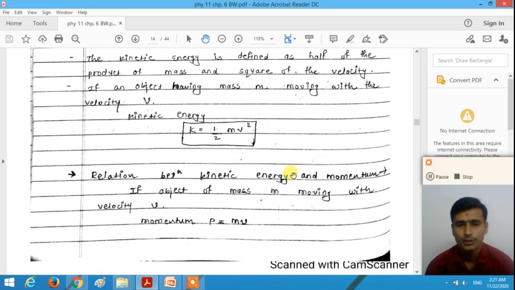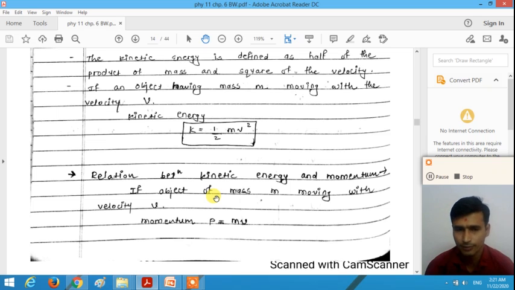Now how is the kinetic energy related to the momentum? Because we can say that if the object is in motion, it has some amount of momentum, it has some amount of kinetic energy. So what is the relation between the kinetic energy and the momentum, or we can say the linear momentum, of the object?